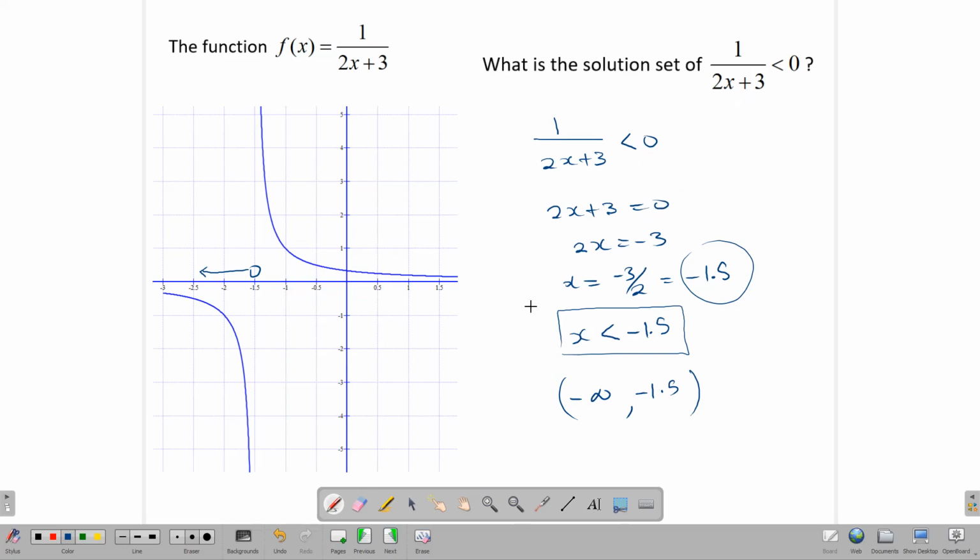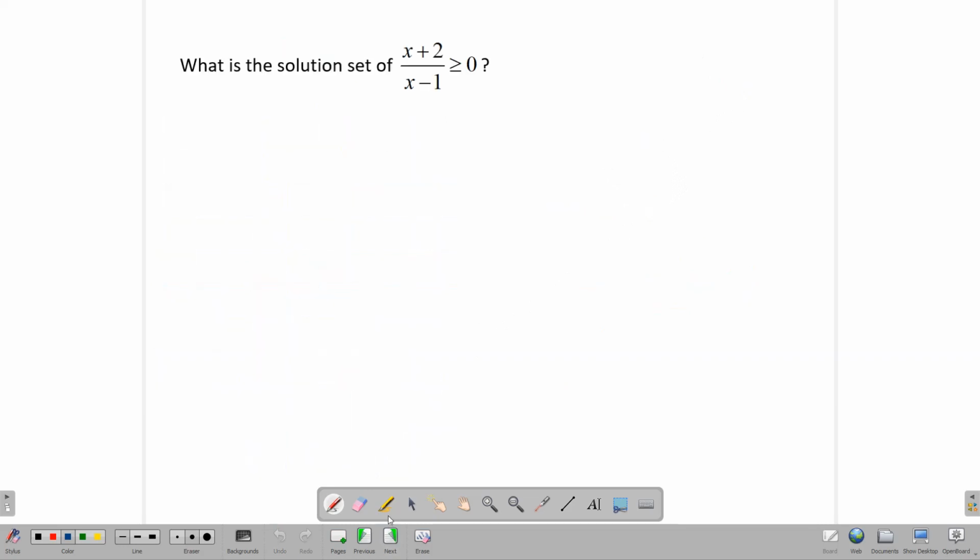But there are other questions that we need to look at. So let's look at this one, for example, that says, what is the solution set for (x + 2)/(x + 1) > 0? And remember, greater than 0 here means positive. So what values of x would give us positive values in this function?